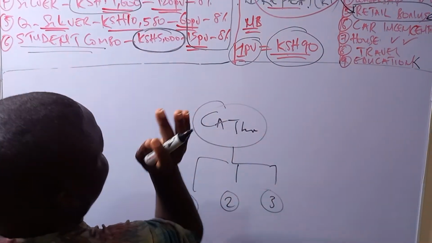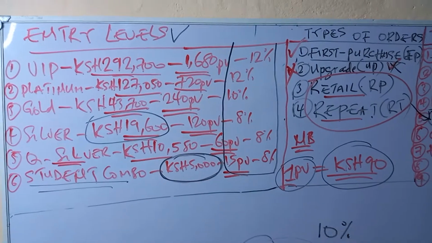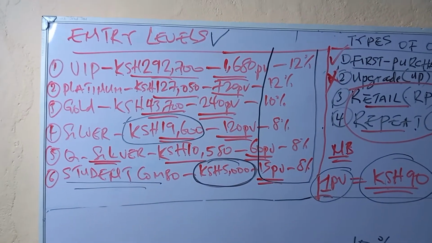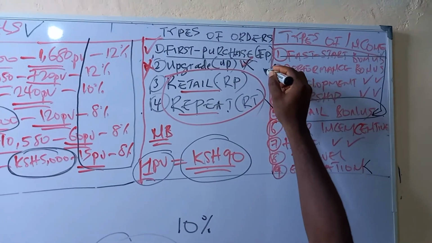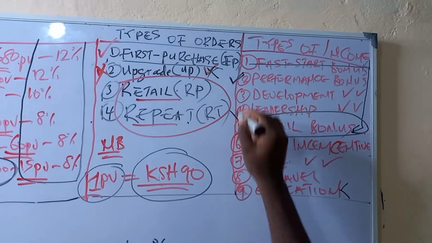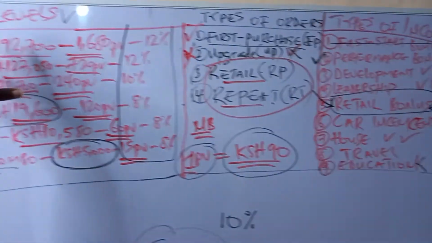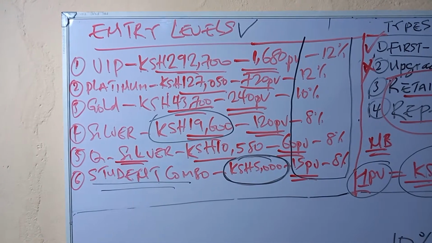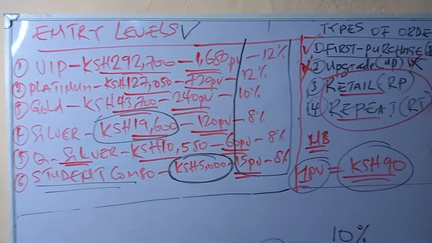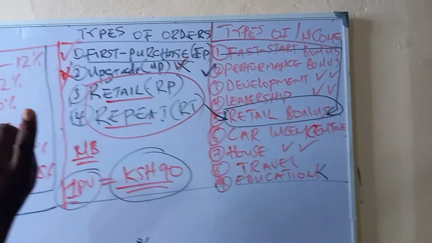So she started as an entry member. She's a gold partner. What it means is that she's entitled to make 10%. 10% of what? 10% of performance bonus. So what it simply means is that your entry level determines how much you make in performance bonus, based on the percentage. That is what it means.